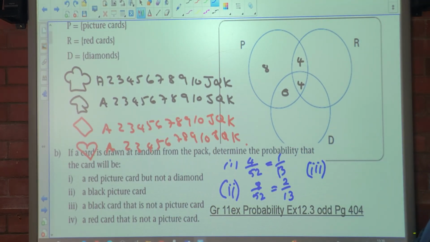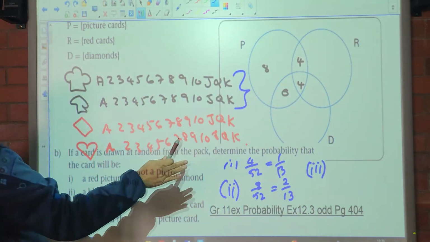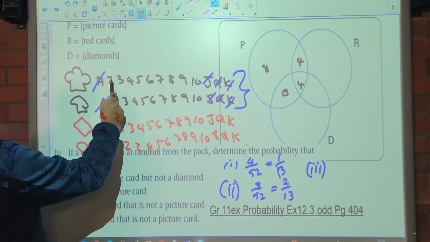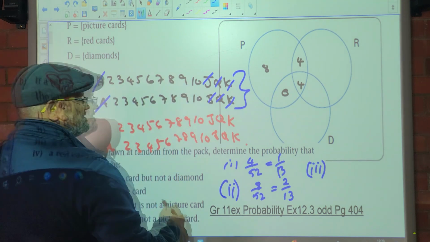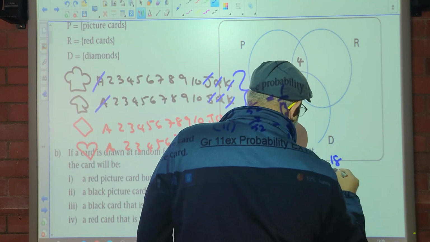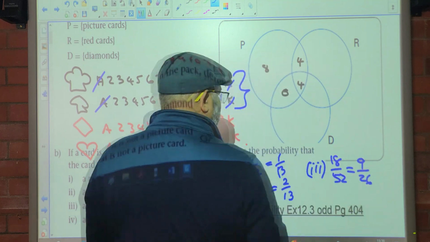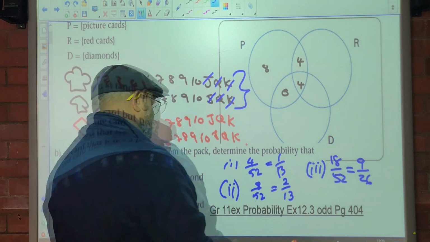A black card that is not a picture card. Black, not a picture. So you're omitting those ones. So we leave 1, 2, 3, 4, 5, 6, 7, 8, 9. Times 2 is 18. It's 18 out of 52, which is 9 out of 26. Check if that's correct. Last one, number 4.